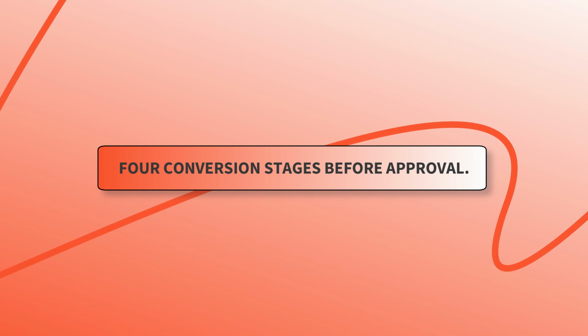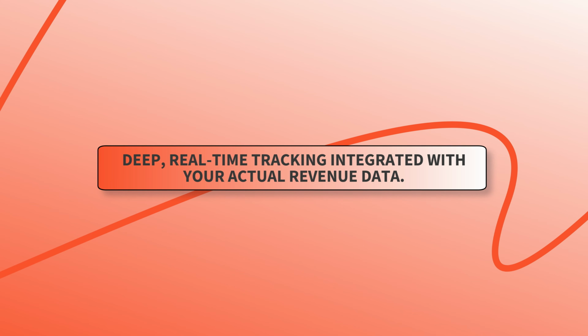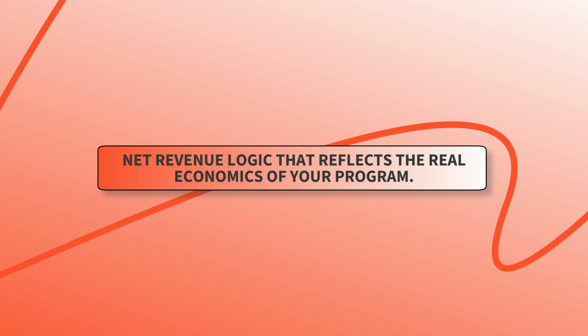Four conversion stages before approval. Affiliate level performance monitoring. Deep, real-time tracking integrated with your actual revenue data. Net revenue logic that reflects the real economics of your program. Do those four things and you will stop paying for traffic that was never going to convert.